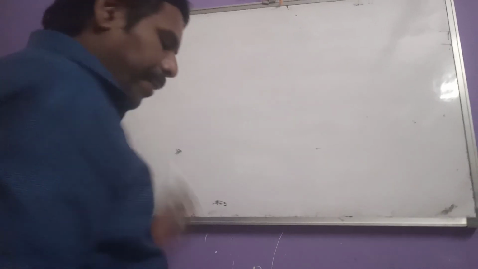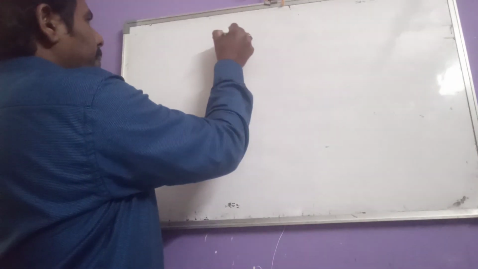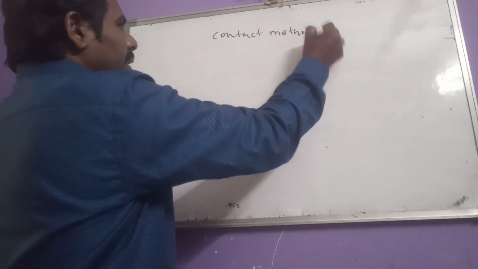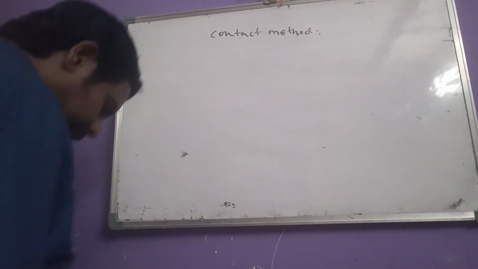Okay, now let us see the preparation of sulfuric acid. Sulfuric acid is prepared by the contact method. Sulfuric acid is prepared by which method? Means contact method. So in that different steps are present. What are the different steps?